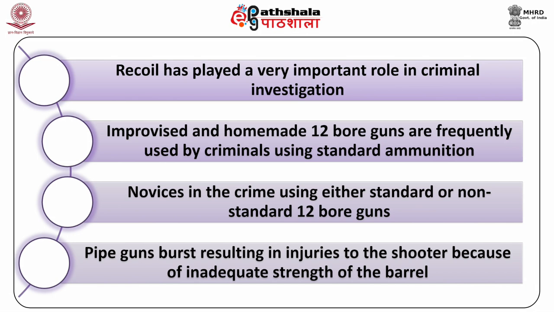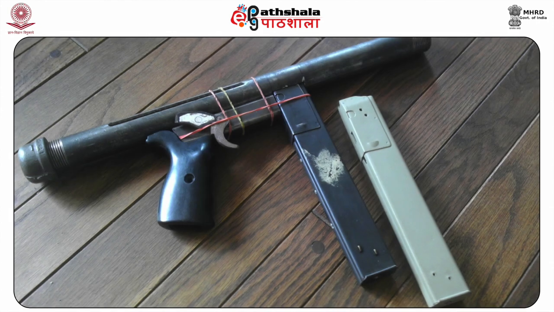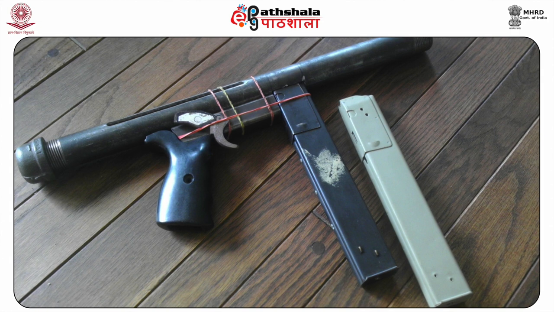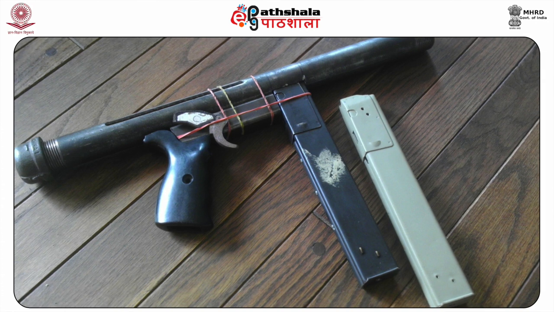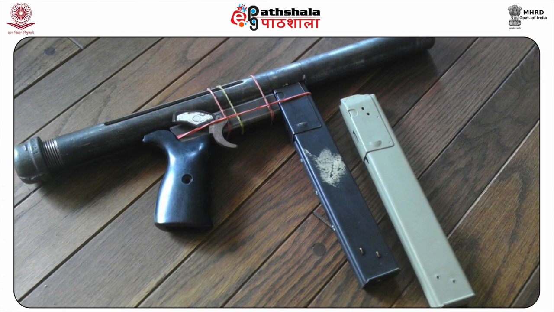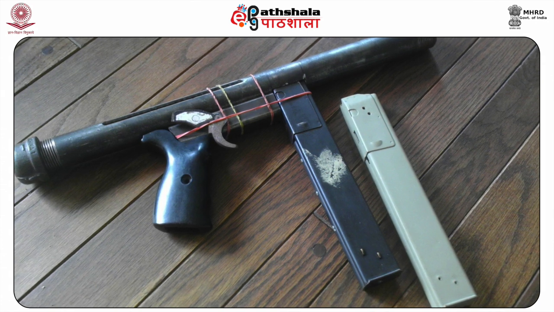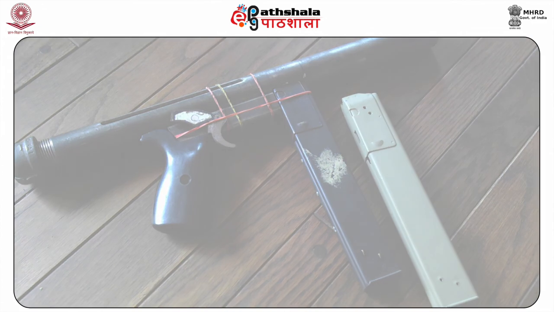At times, the pipe guns, improvised weapons, burst, resulting in injuries to the shooters because of inadequate strength of the barrel. The suspect shooter gets identified very easily. Thus, it becomes clear that recoil of the weapon plays an important role in criminal investigation. Hence, the ballistic experts need to understand recoil of weapons to assist investigators at the scene of crime and with examination of firearms in forensic laboratories.